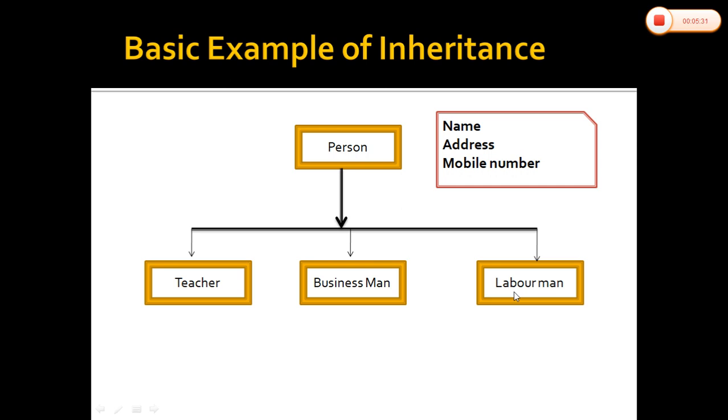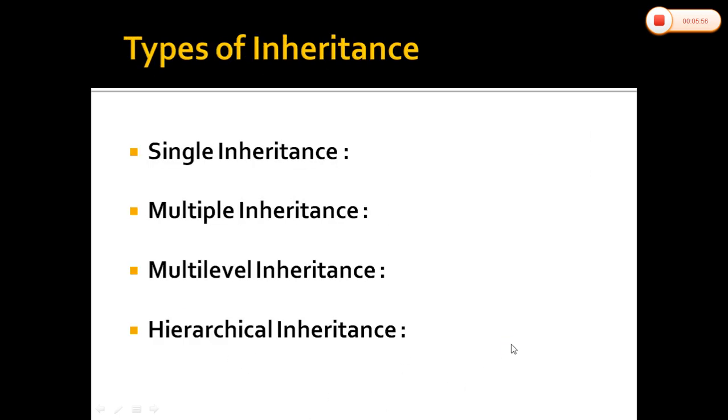Labor man is a child of businessman, whereas businessman is a child of teacher. Child class 1 can act as a parent of businessman, whereas child class 2 can act as a parent of labor man. When this particular process takes place, it is called multi-level inheritance.